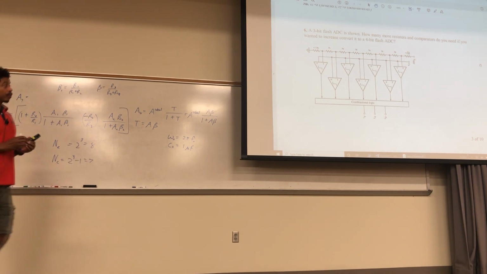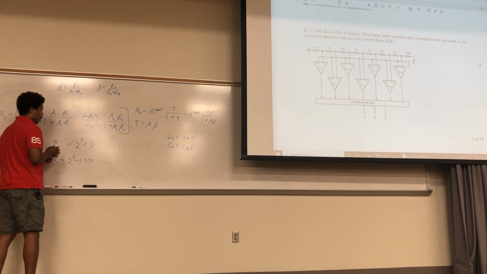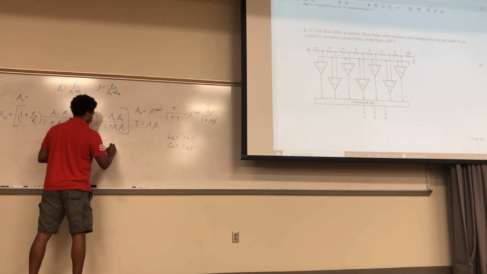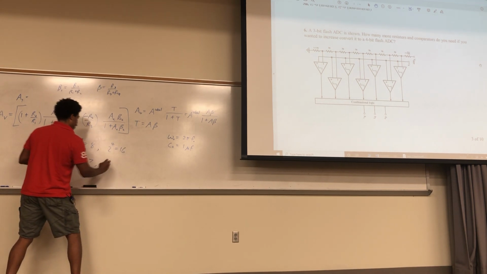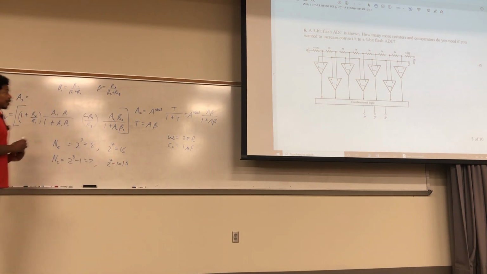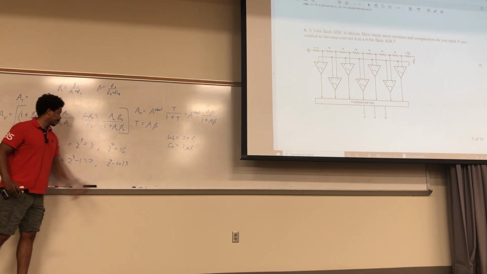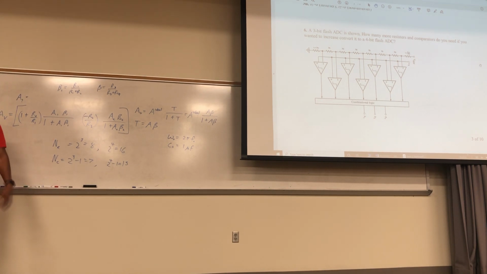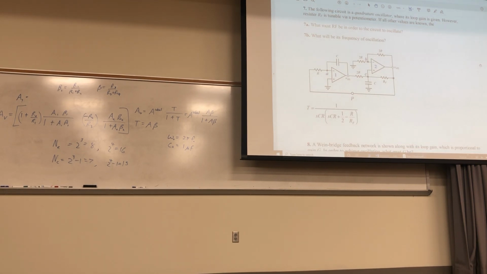So you could say 7. If I wanted to increase that to 4-bit, then this would go from 3 to 4, right? So that's going to be 16. And this right here is going to be that minus 1, which is 15. So you need 8 more resistors, and you need 8 more comparators. Okay.